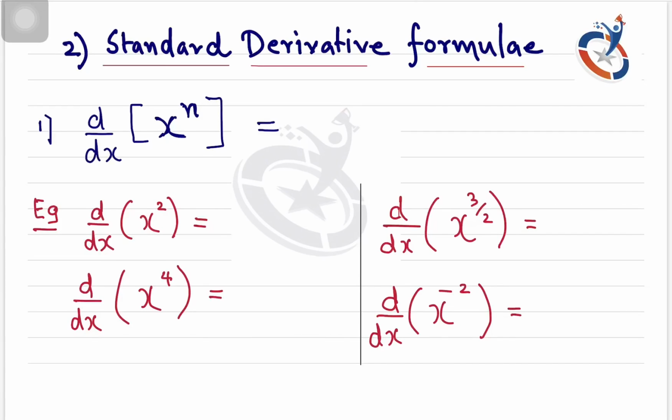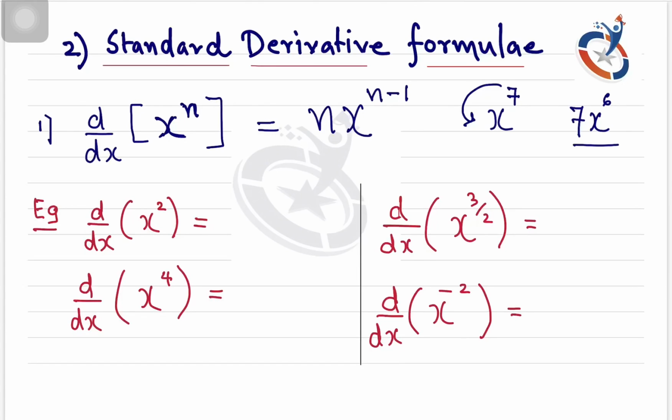Now x raised to n, the derivative is n into x raised to n minus 1. Please understand this. For example, if you have the derivative of x raised to 7, then you have to bring the 7 to the base and reduce the power by 1. So it becomes 7 into x raised to 7 minus 1, which becomes 6.